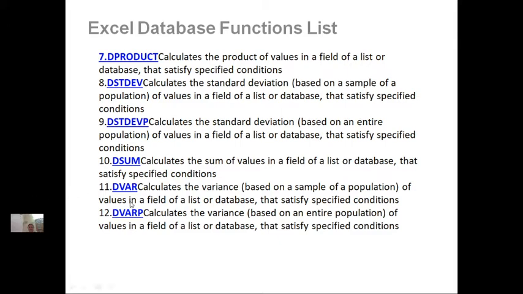Next one is dvar. It calculates the variance of values in a field of a list or database that satisfy specified conditions. Next one is dvarp. It calculates the variance based on an entire population of values in a field of a list or database that satisfy specified conditions.